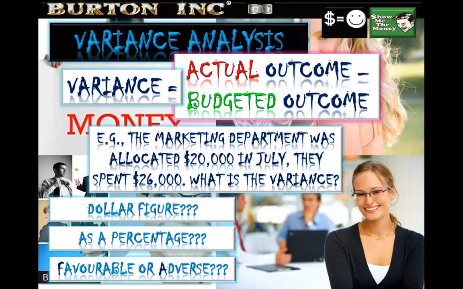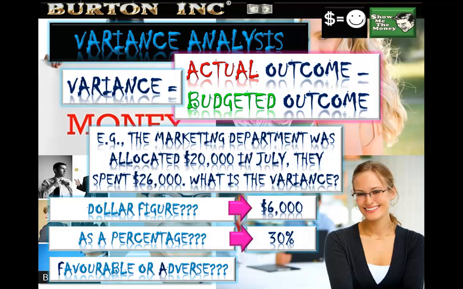About 40% over budget. And we always talk about budget variances being favourable or adverse. In this case, they've overspent. The marketing department, shame on you, has overspent by $6,000, and it's quite a lot, 40%, and it's an adverse outcome. If they'd come in under budget, then that would have been a favourable variance. So here we are. We can put a dollar figure on it. $6,000 percentage. Oh, just 30%. My maths is way off. And adverse.